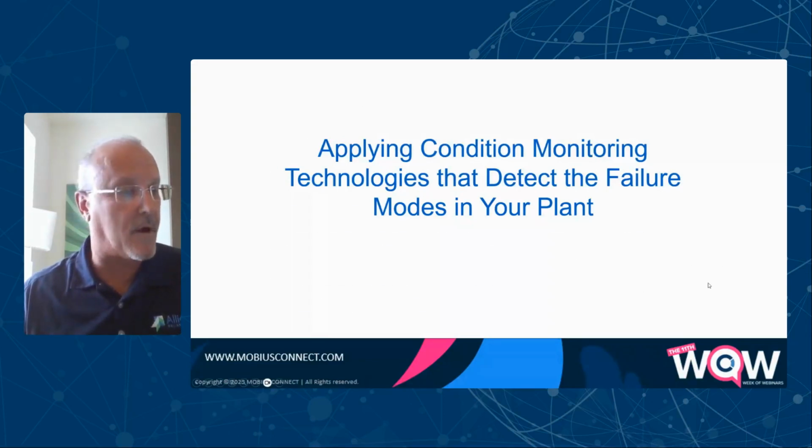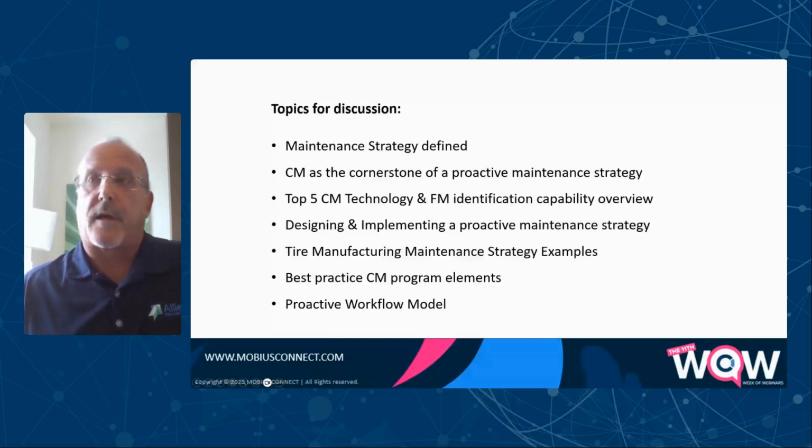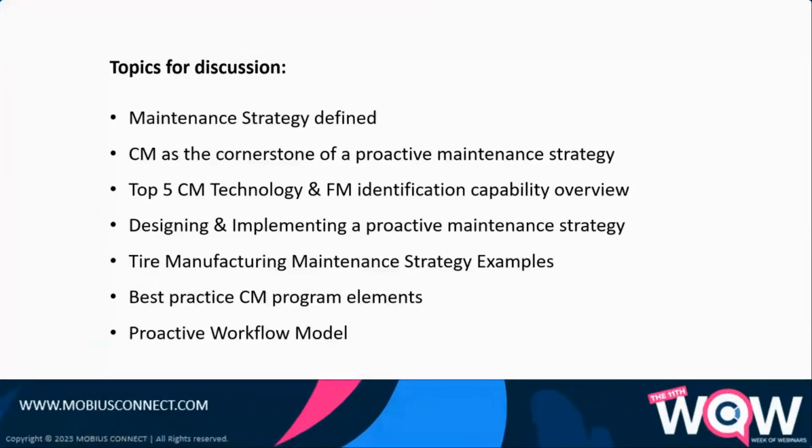Over the course of the next session, we're going to be covering quite a few topics. We're going to talk about defining a maintenance strategy. What is it? What are the key elements of a maintenance strategy that makes it effective? We're going to talk about condition monitoring as the cornerstone of a proactive maintenance strategy and why. We'll review the top 5 condition monitoring technologies and, more importantly, what failure mode identification capability the technologies have. We'll review designing and implementing a proactive maintenance strategy.